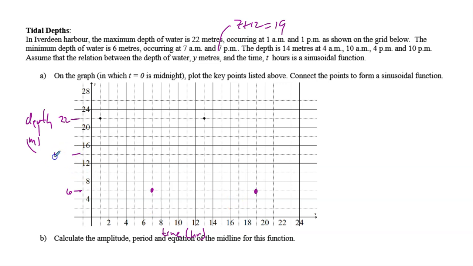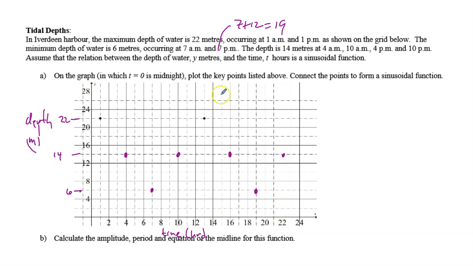Okay, so that's here, 14, at 4 a.m., 10 a.m., 4 p.m., and 10 p.m. It's kind of faded out here a bit, but that's 10 p.m.